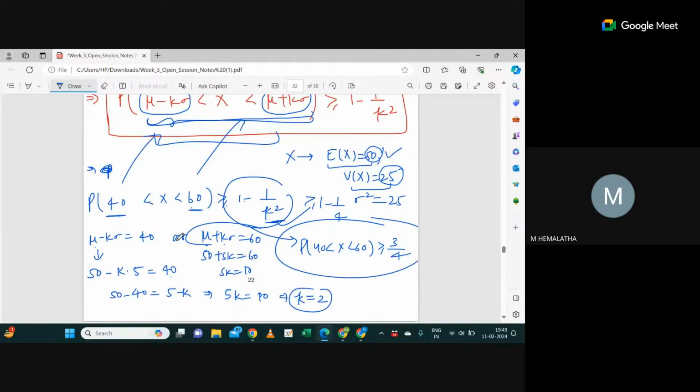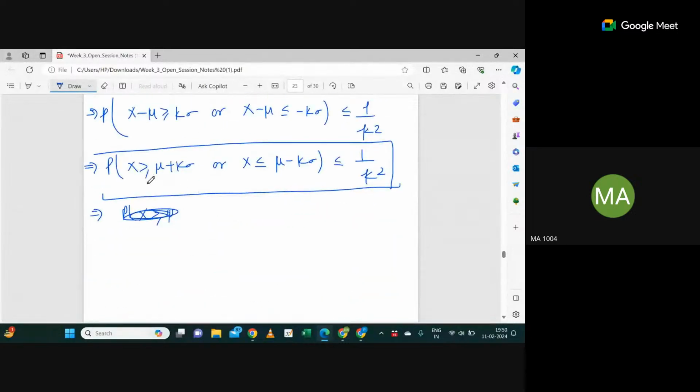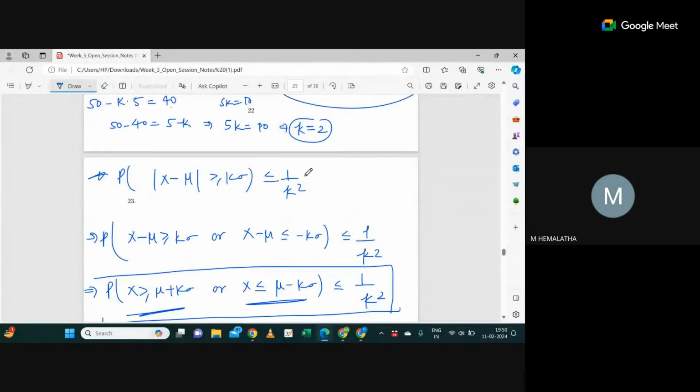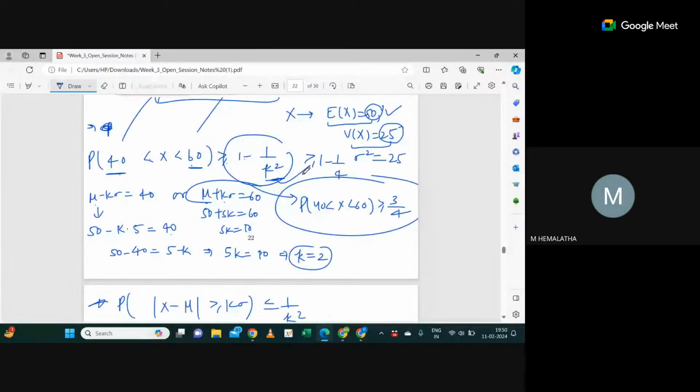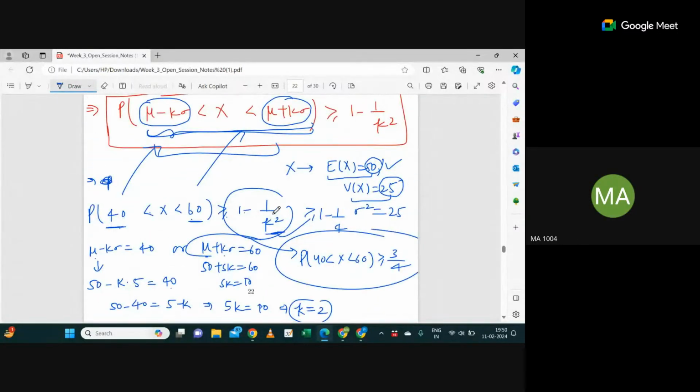How do we decide? We have to use 1 minus 1 by k square. There is also another formula, 1 by k square. You will get that 1 by k square when x is greater than or equal to something, or less than or equal to something. So based on the question, we have to decide which form to use. If you write less than or equal to 1 by k square here, it's totally wrong, right? Got it?